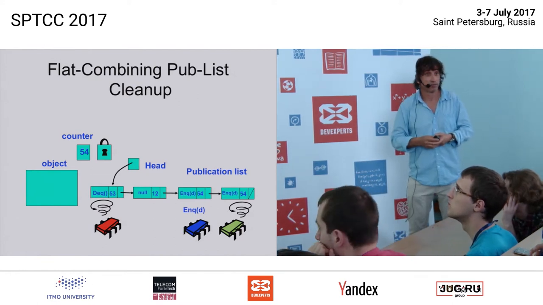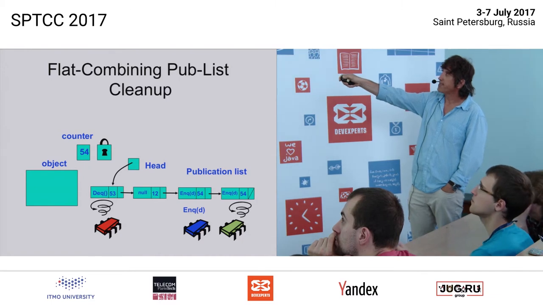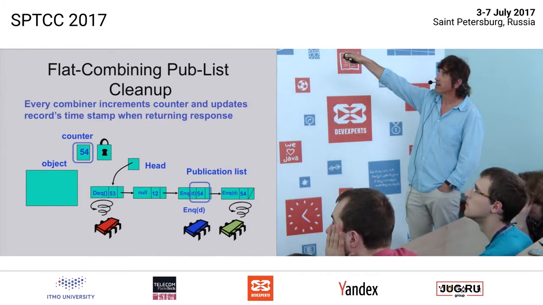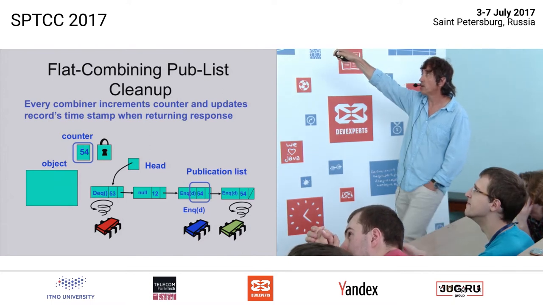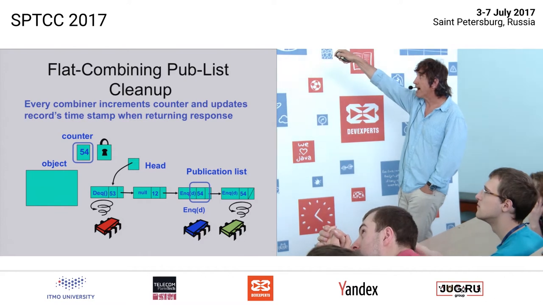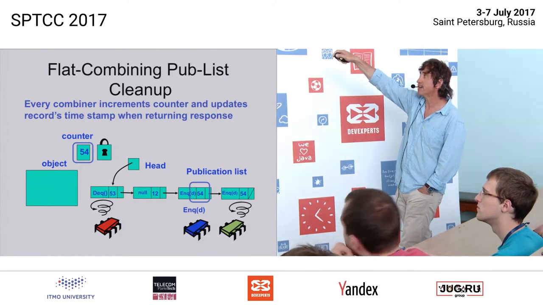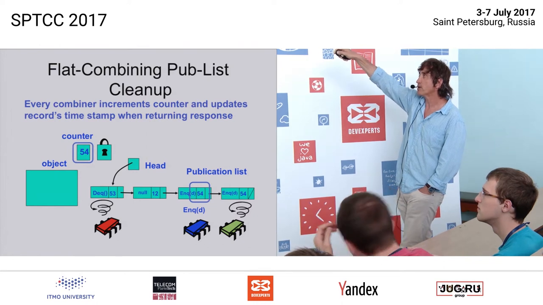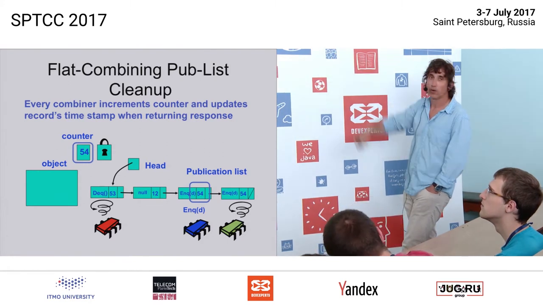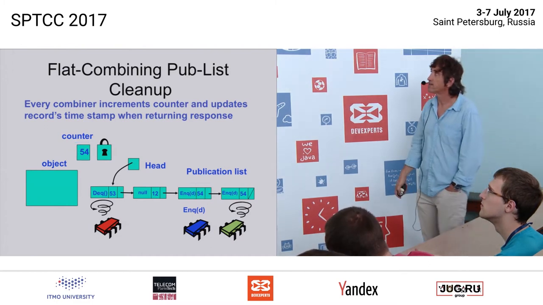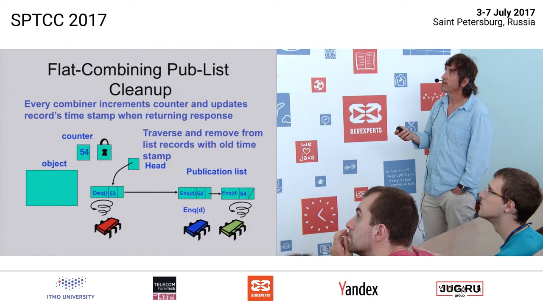You need to do a cleanup though. And the way you do a cleanup is why we use this counter. Every time that we have a new combiner, a new guy that's doing all this combining for everybody that grabs the critical section, we increment this counter. So the numbers here are the numbers of the last time that I did a request. This guy's last request was answered by 53, this guy by 54, and so on and so forth. And here is somebody whose last request was when the 12th combiner was here. So the combiner traverses, and when he sees old timestamps like this, he just cleans those records out.